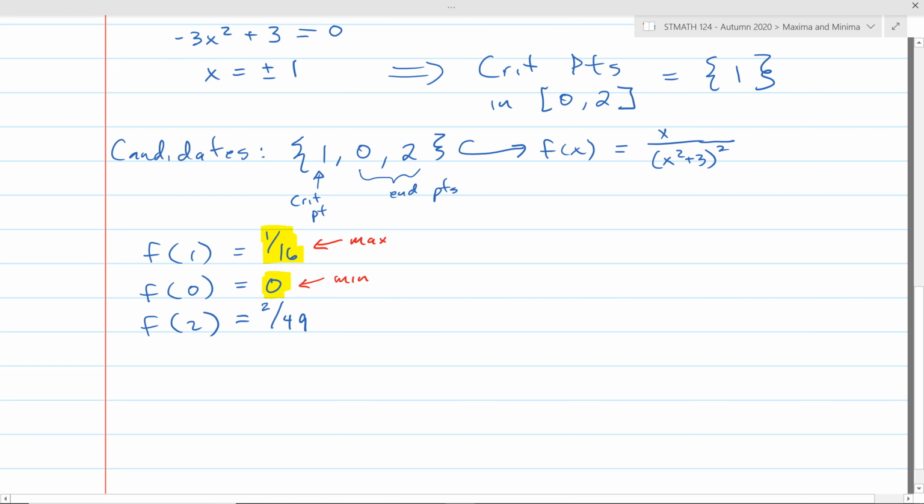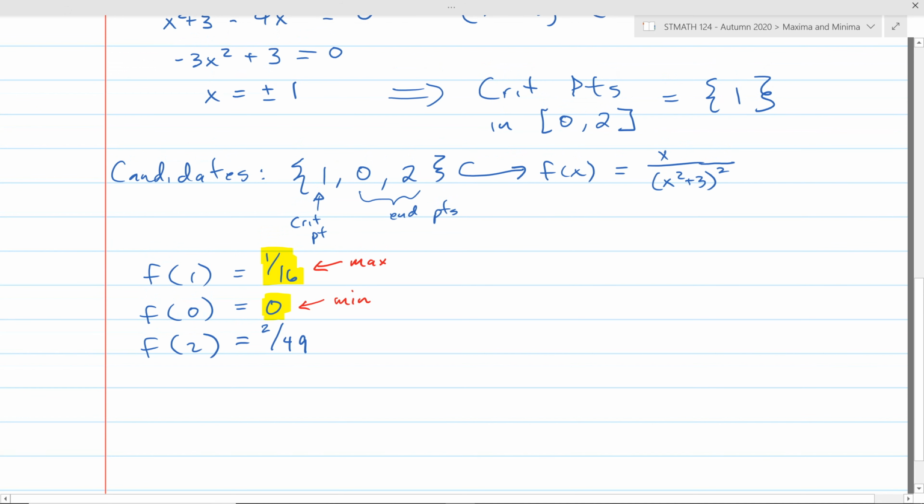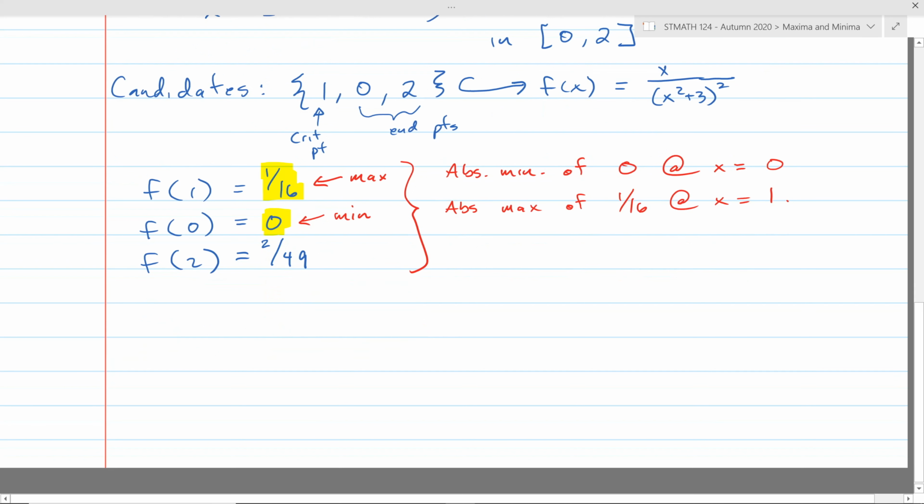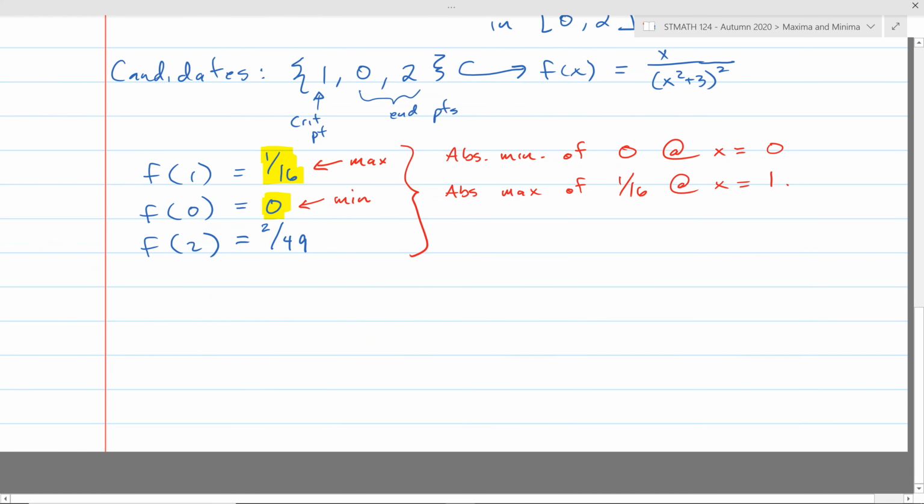I know it makes you feel a little weird when you get such weird numbers for your answers, but I guess the truth is, the numbers don't always work out to be super nice. I would say I've got an absolute minimum of 0 at x equals 0, and I got an absolute maximum of 1/16 at x equals 1. Now I'm really curious to see if the graph bears out our algebraic results, so let's find out real quick.